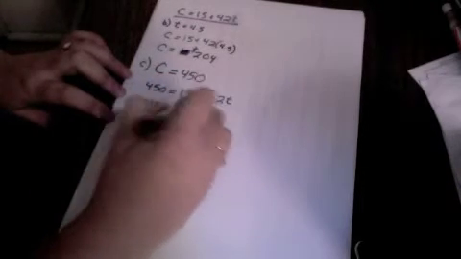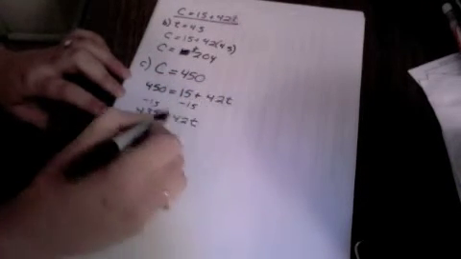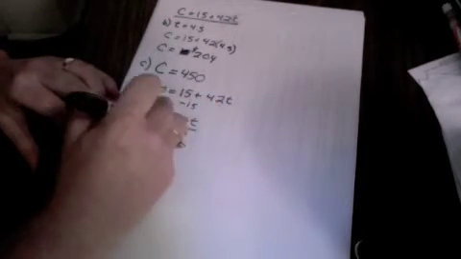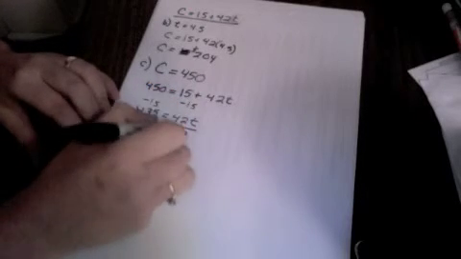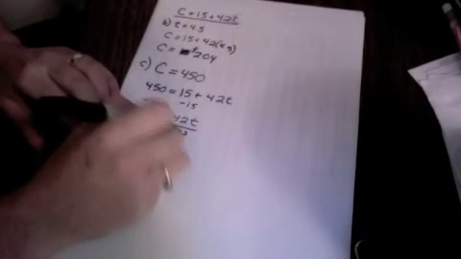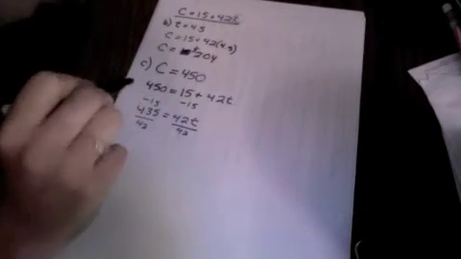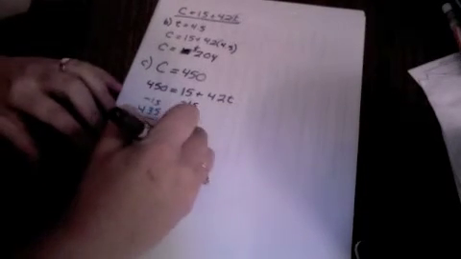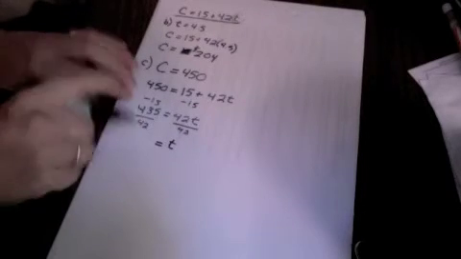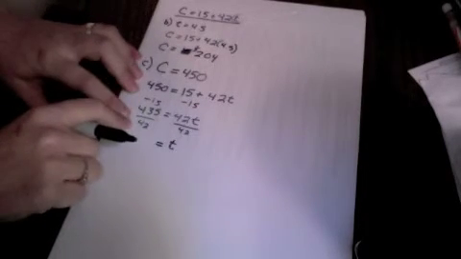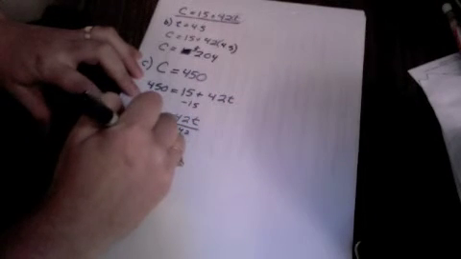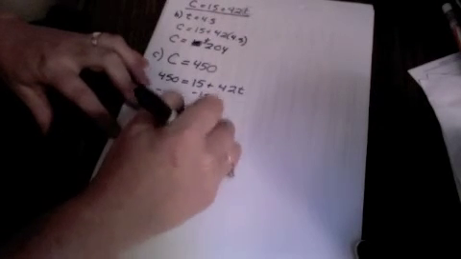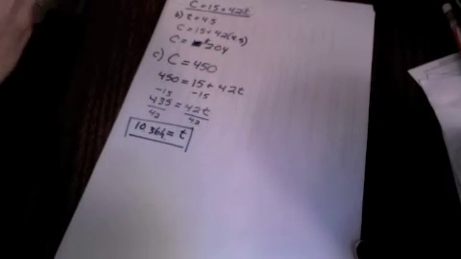So then we're left with 435 equals 42T. 42 is multiplied by T, so we need to divide to get it away. These guys go to 1. 42 over 42 is 1. 1 times T is just T. So this side is just going to be T. This side here, 435 divided by 42 is approximately 10.36 hours. So we know that the job took approximately 10.36 hours if it cost $450.